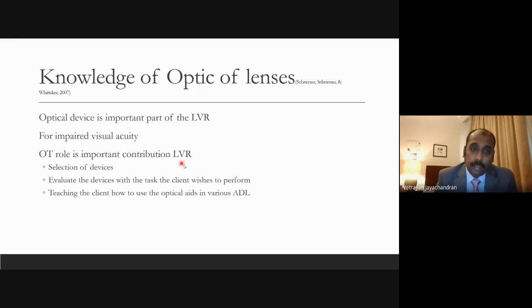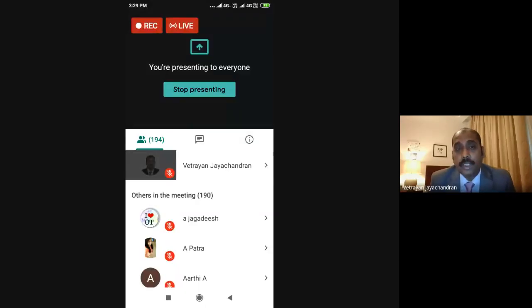So optical devices have a very important role in low vision rehabilitation. So as an OT, we have to know about the different optical devices and their functions, how they work, and we have a great role in teaching how to use these optical devices in daily activities. So for that, we need to know about the physics of the lens.